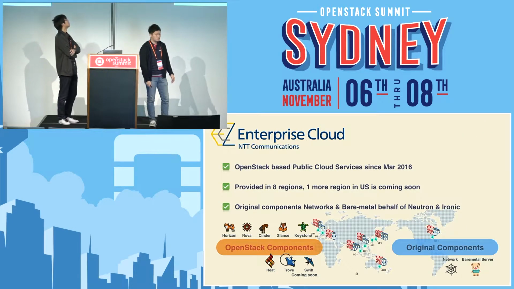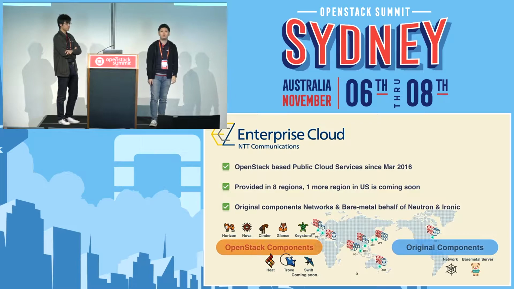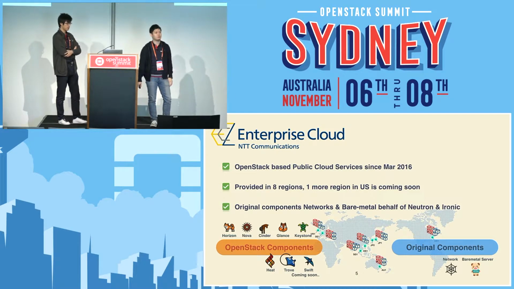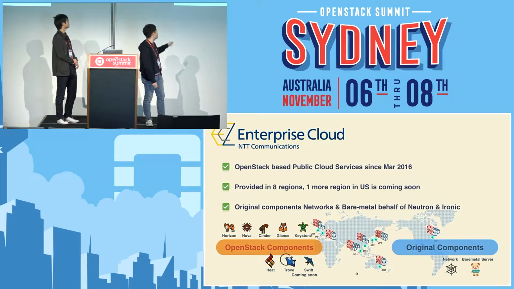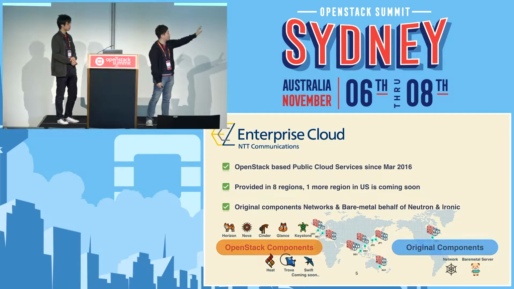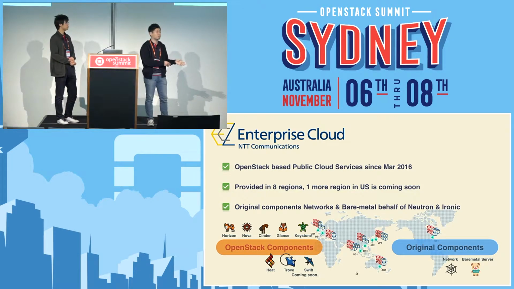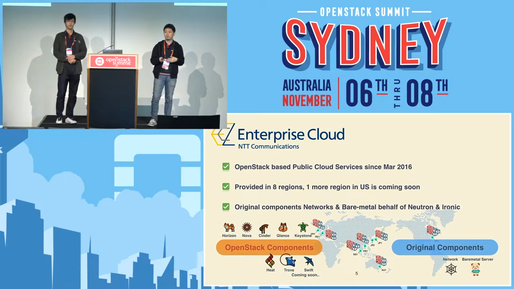And Enterprise Cloud, this is our product. We are now providing this Enterprise Cloud in more than 8 regions all over the world. Of course, we are using OpenStack native components such as Horizon, Nova, Cinder, Glance, Heat, etc. But other than that, one of the unique points of our product is that we are using original components. For example, instead of Neutron and Ironic, we are using our own components. We developed those ourselves to satisfy enterprise users' use cases.